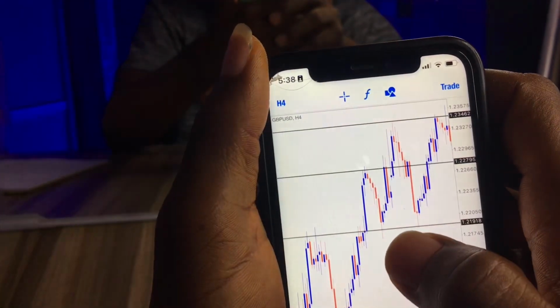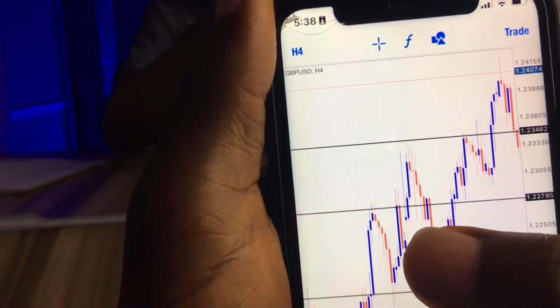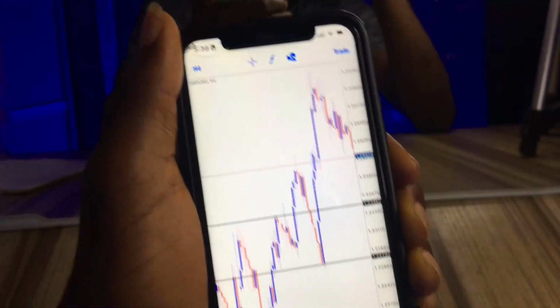It broke it, came to retest it. Still the same thing that happened here. Broke it, came to retest it, had a problem here. You could see that right there. You could see a staircase thing that is happening here.